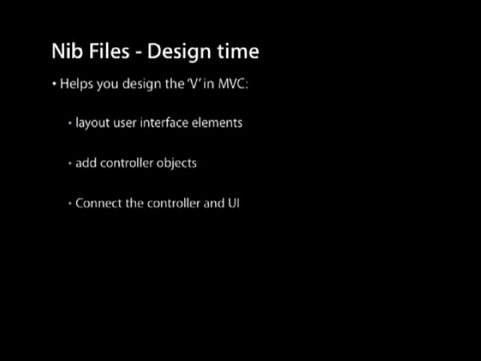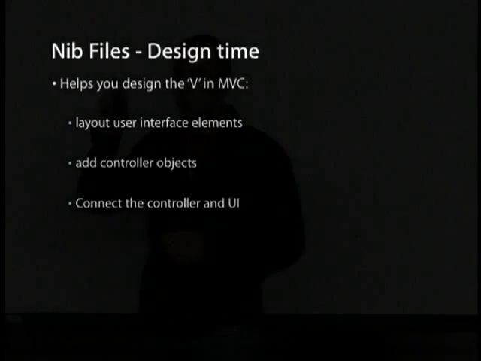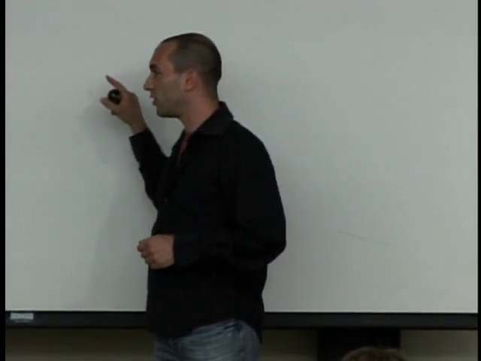And another thing nib files will do is connect the controller and the UI. So you're actually drawing arrows from instance variables in your controller to the different elements in the UI, and you're actually dragging arrows back from the UI elements to different methods in your controller.